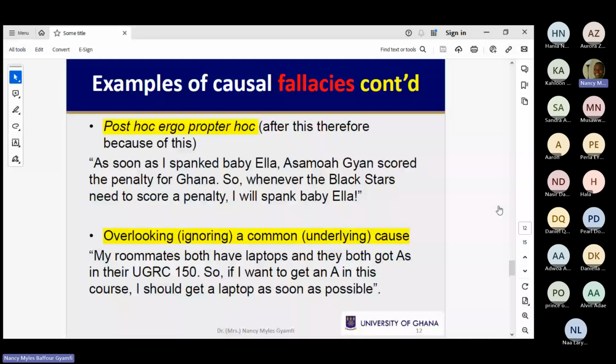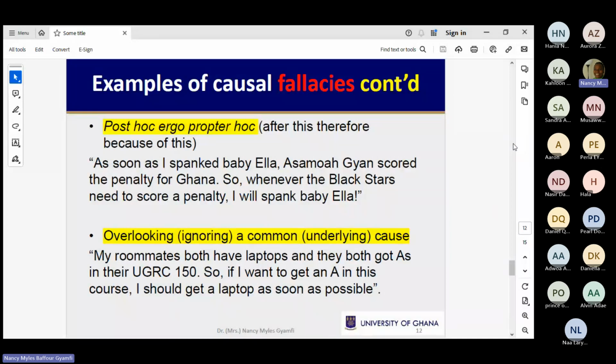Maybe they didn't like sleeping. Maybe they prayed together a lot. They went to the mosque together or they went to church together and prayed and held each other's hand when it mattered most. Do you know all of that? All you know is you have gone for the laptop and it is sitting on your table. In the morning, you wipe it with a white hanky and say, laptop, do the do. That is overlooking, or ignoring, a common underlying cause.